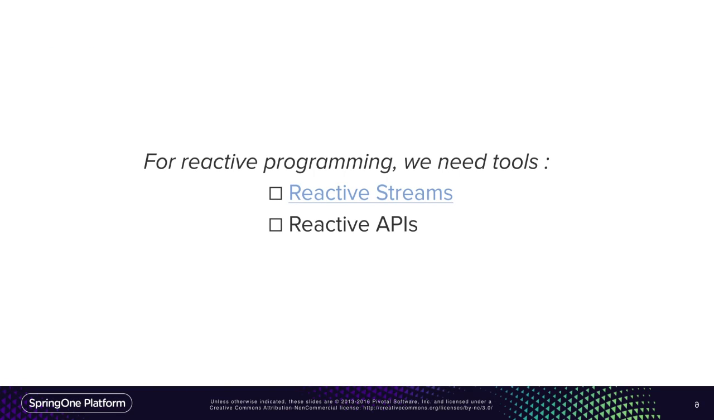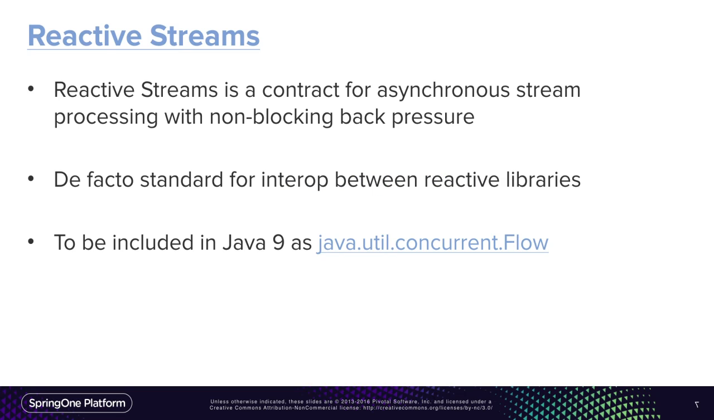And to support reactive programming, we need two kinds of things. We need a kind of definition, as I said, because it's a bit sloppy. And we have that now, it's called reactive streams. And we will probably need tools that implement this specification or definition. So let's talk first about the definition itself, the specification. It's called reactive streams.